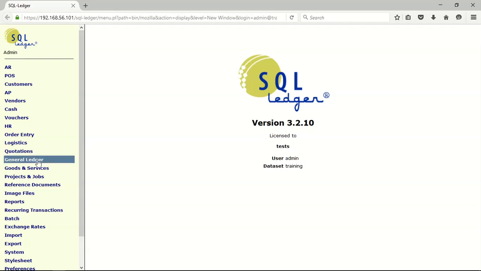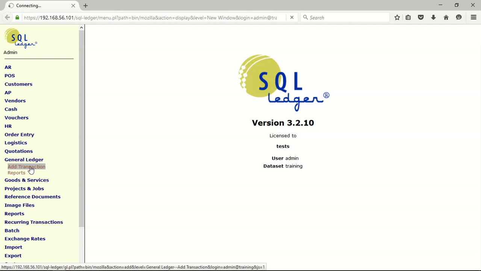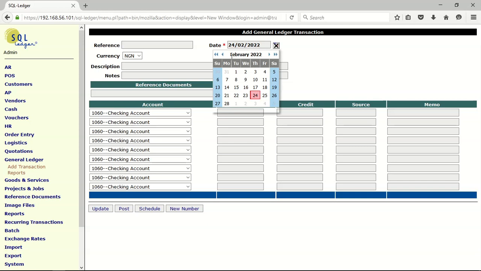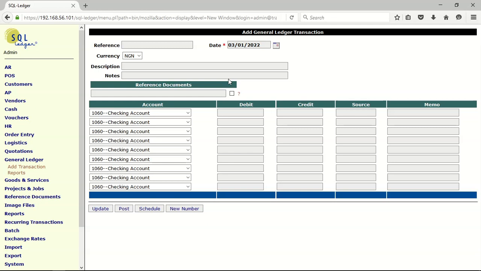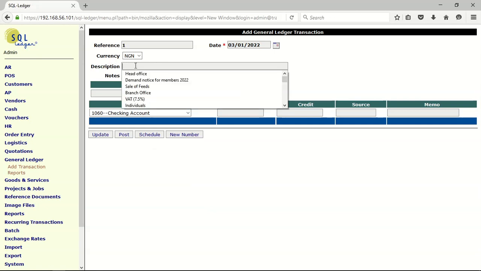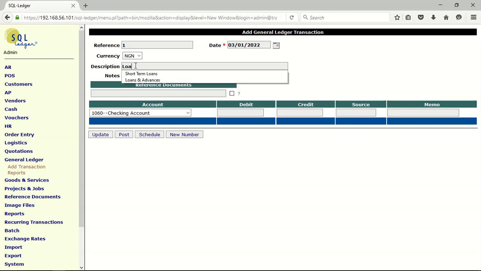First, we will go to General Ledger, add transaction. Now here we can select the date. Let's say she collected the loan on the 3rd of January. Let's click on the reference there. We can put loan collected. And now who collected it? Mama Doshima.